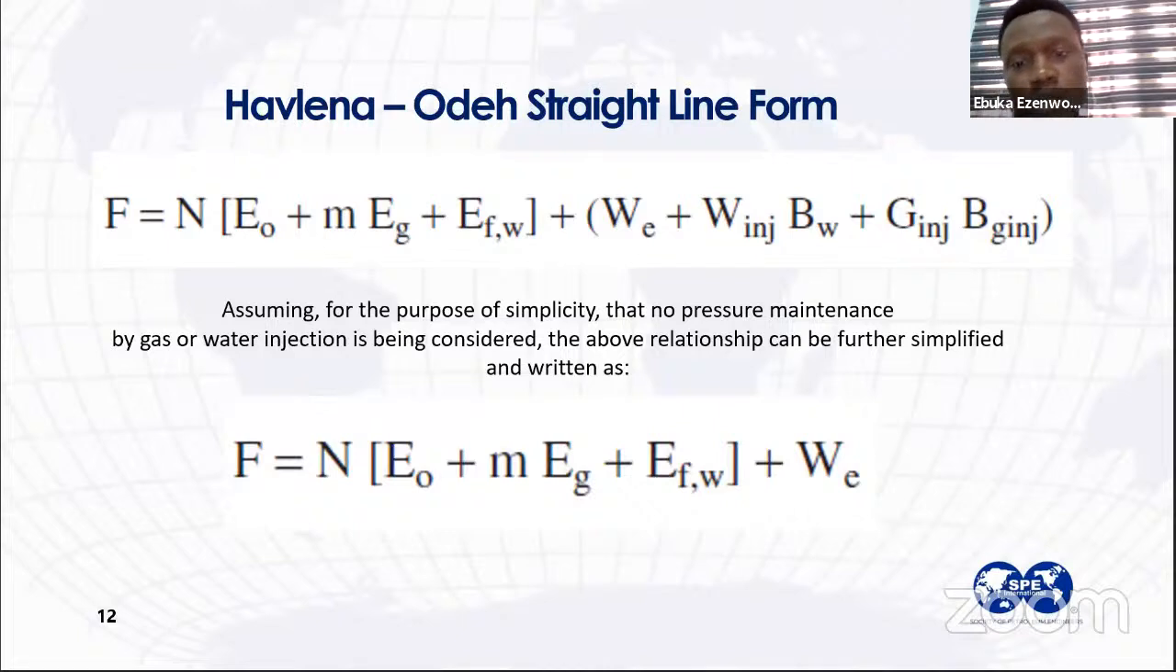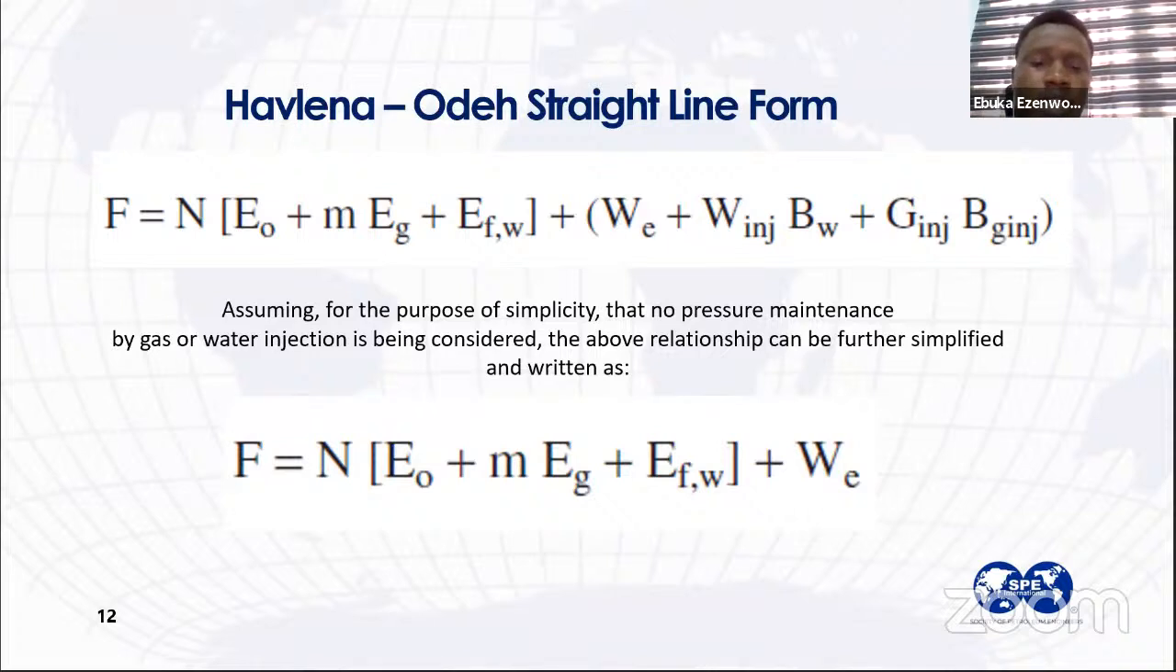So the first equation is assuming you are doing injection, maybe water injection or maybe gas injection. But if there is nothing like pressure maintenance, like all those water and gas injection, the equation will degenerate to what we have on the second equation you are seeing on the board. Which is more like your total underground withdrawal is equal to your STOIP multiplied by your total expansion factor, then plus the water influx.